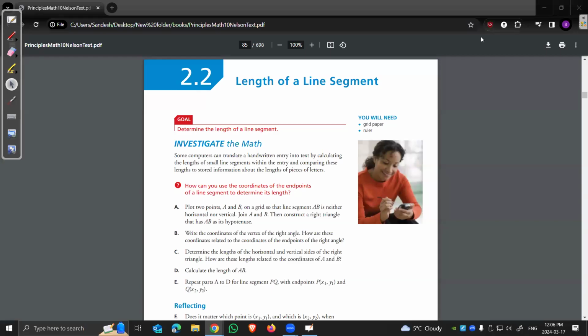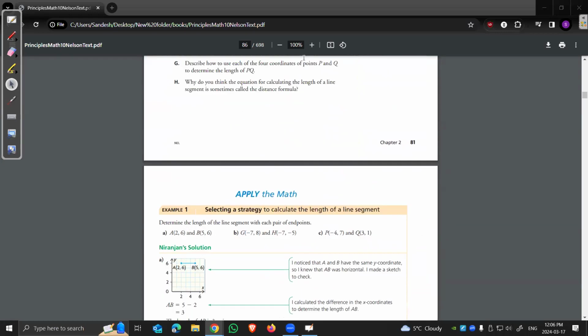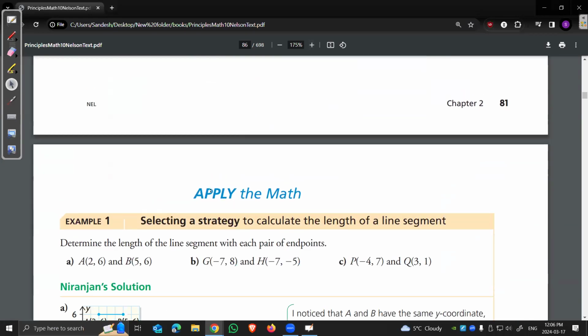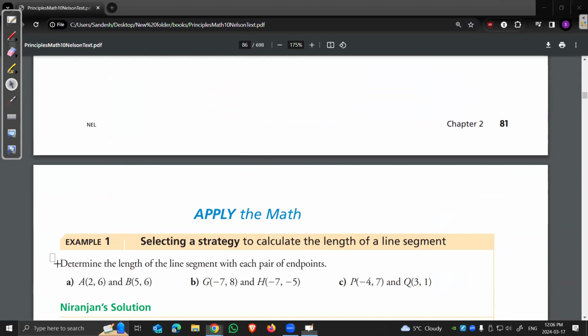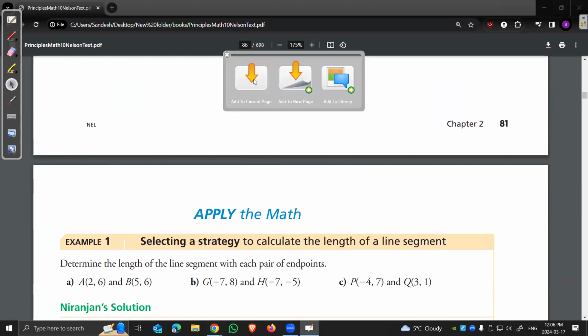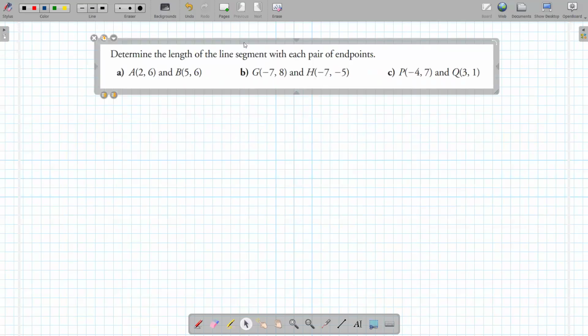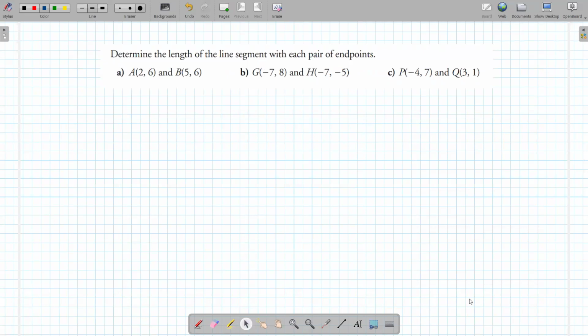All right, so let's start with a line segment. Determine the length of a line segment. We're given 2 points. If the points are vertical or horizontal, it's pretty easy to say what the length is.